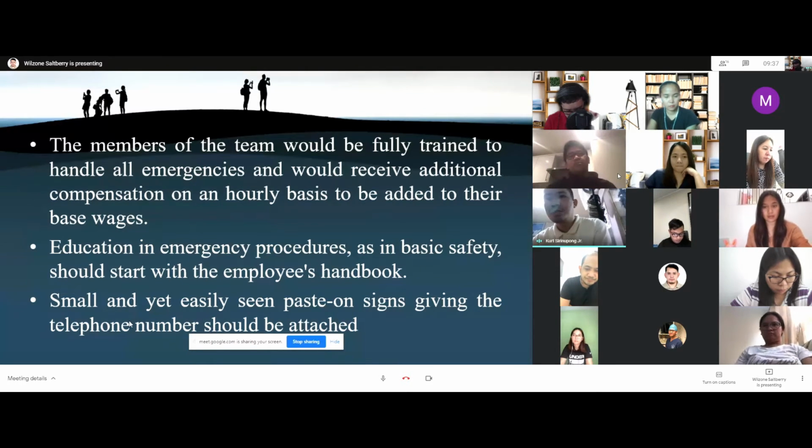Education in emergency procedure as in basic safety should start with the employee's handbook. Small and yet easily seen face-on signs giving the telephone number should be attached.